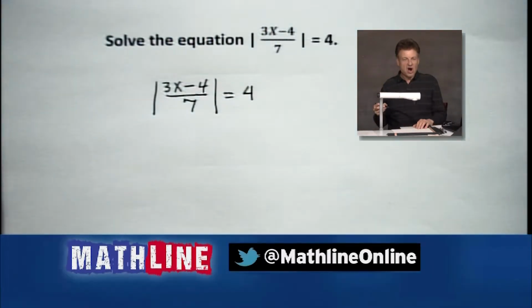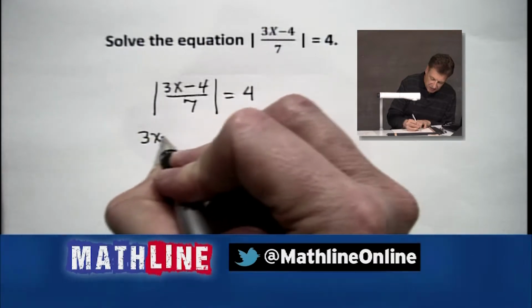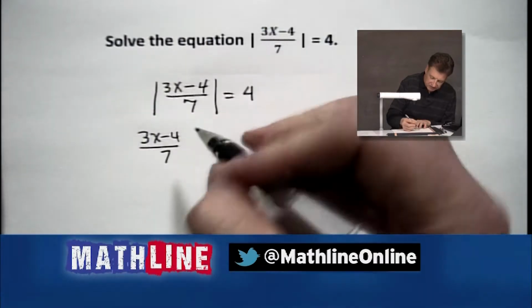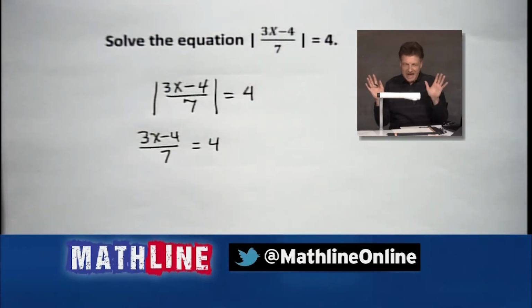And the question is, are the bars isolated? Well, they are, so we're ready to work. You said, well, boy, that wasn't so bad. It really wasn't, was it? So let's see. We're going to take our 3x minus 4, put it over 7, and we're going to let that equal 4, just what we see. Remember, what we see is what we get.